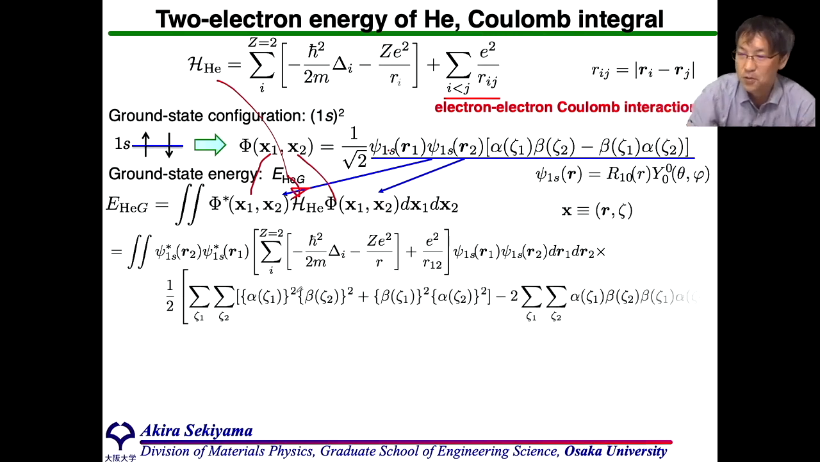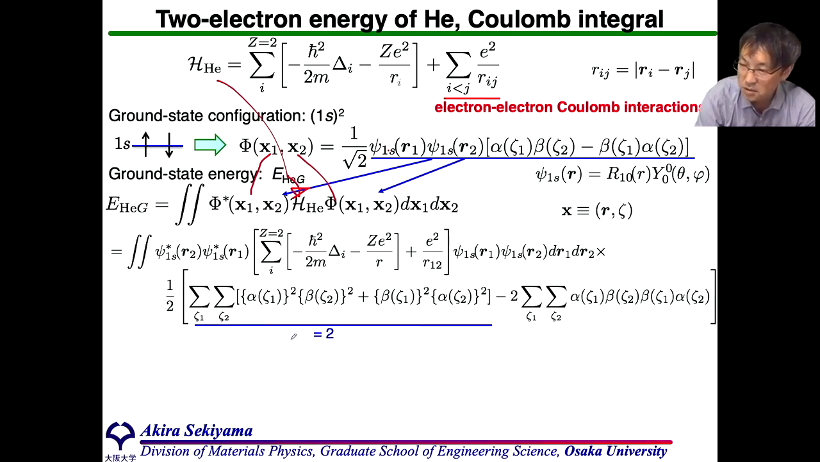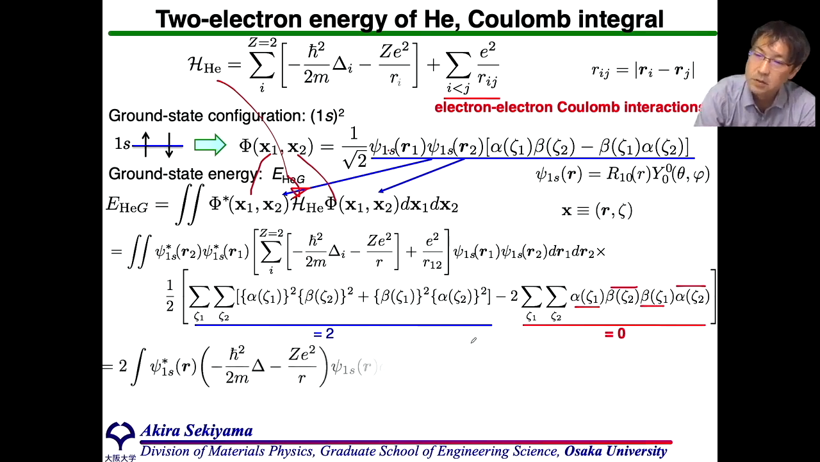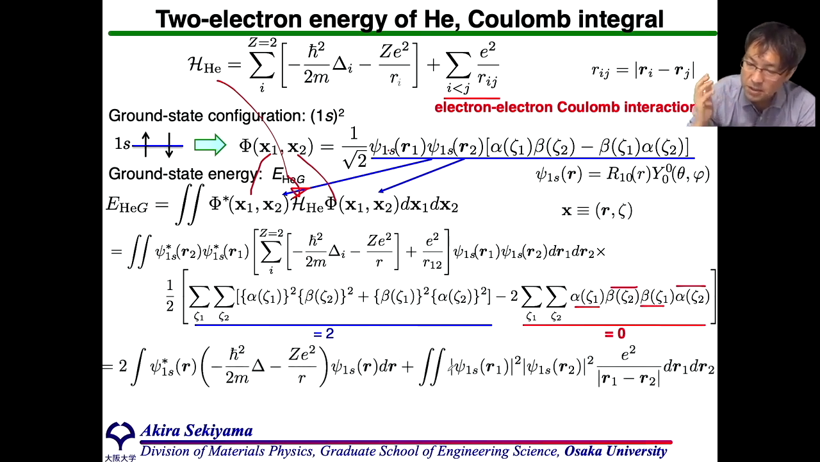The formula becomes so long due to the presence of the spin wave function. Considering the effect of the spin wave function, we can understand that this term gives a finite value of 2. On the other hand, due to the product of these spin functions, these terms give 0. Therefore, the total energy can be divided into this part and this part.